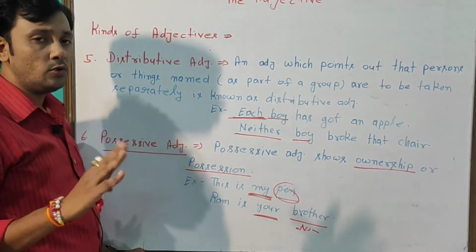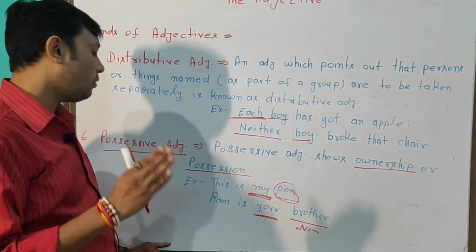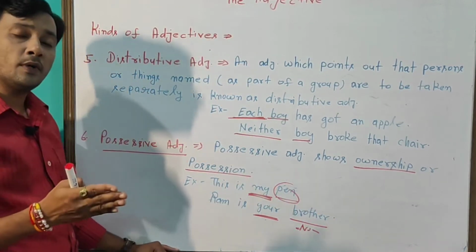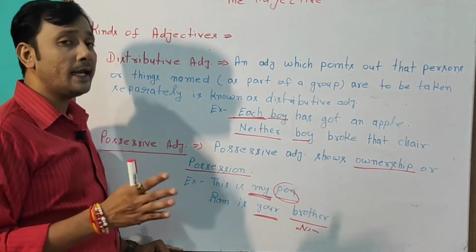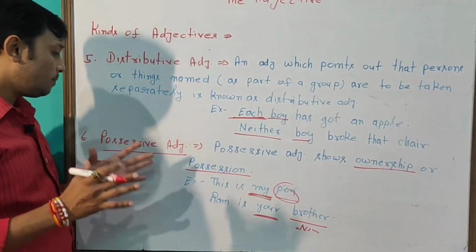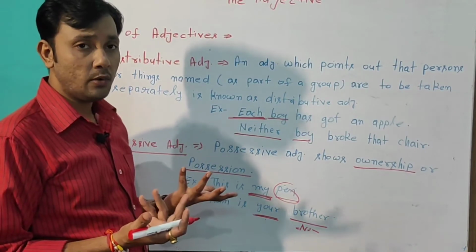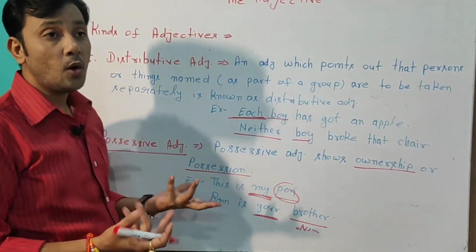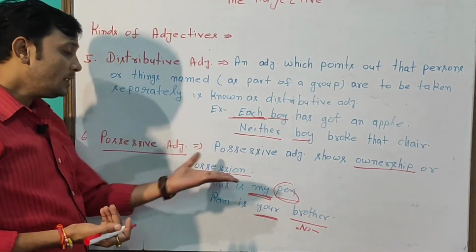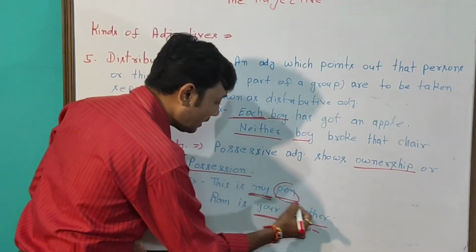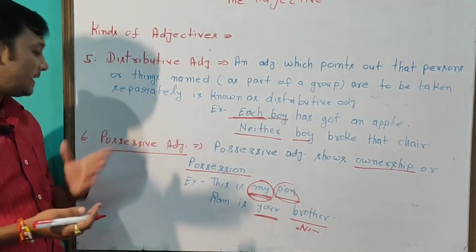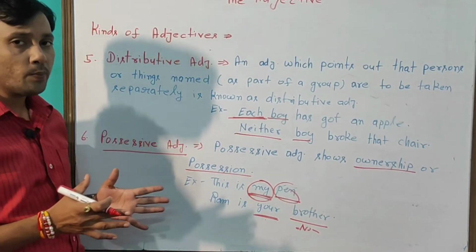Now I already told you, don't be confused between possessive adjective and possessive pronoun, interrogative adjective and interrogative pronoun, distributive adjective and distributive pronoun. I already explained the difference and how to identify. So possessive adjective shows the possession or ownership, whose the thing is, and whom the particular thing belongs to. So this is my pen. Here the pen is in my possession. So I think distributive adjective and possessive adjective are clear now.